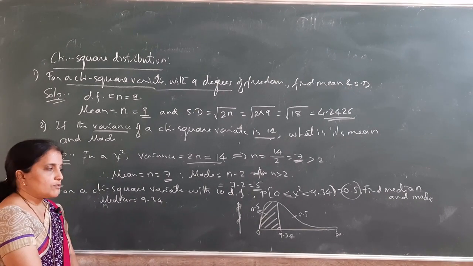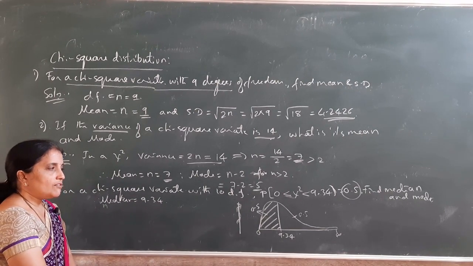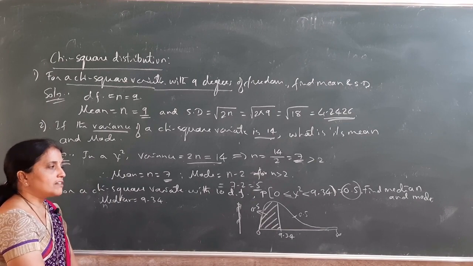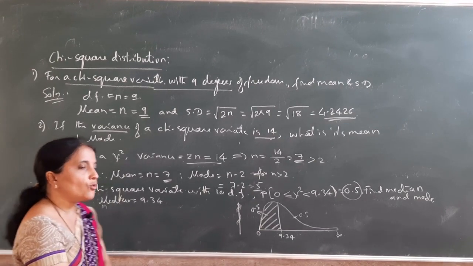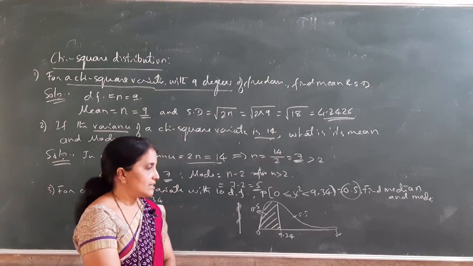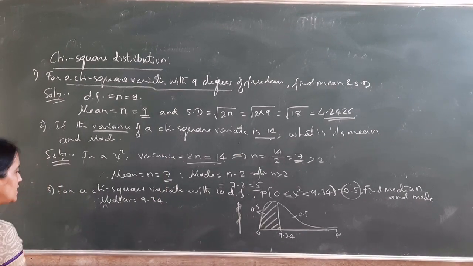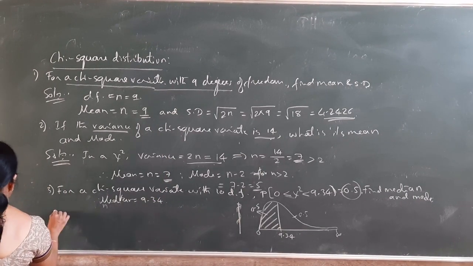So, in a chi-square distribution, just to see the value of chi-square which divides the whole distribution into two equal parts. Is it clear? Let us continue. One more question.